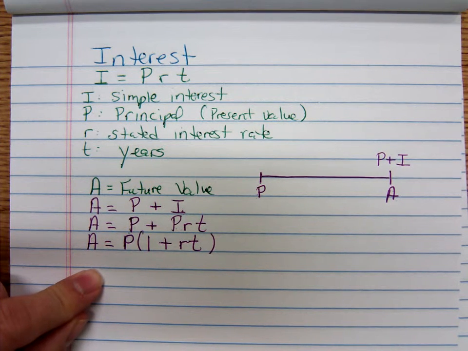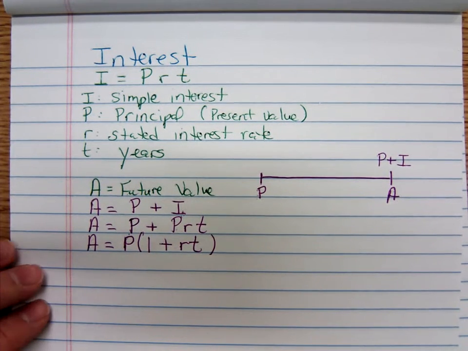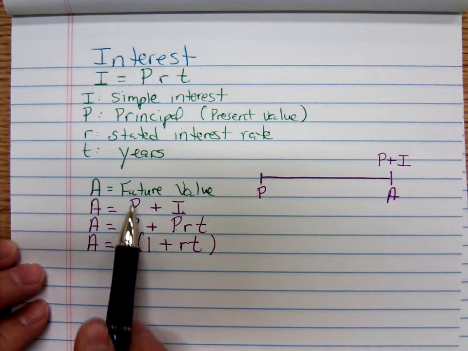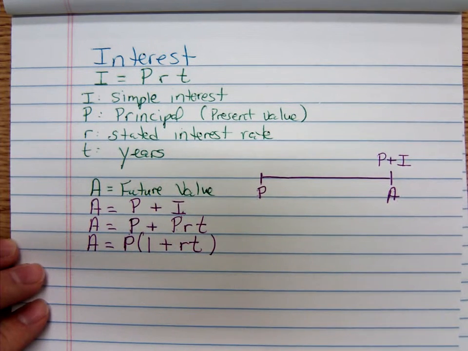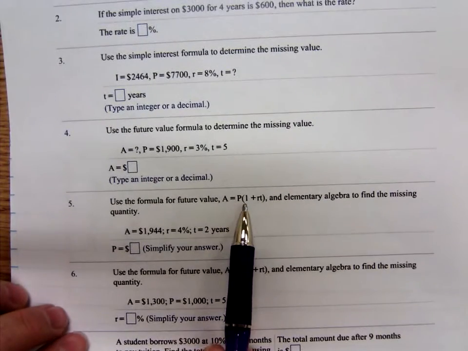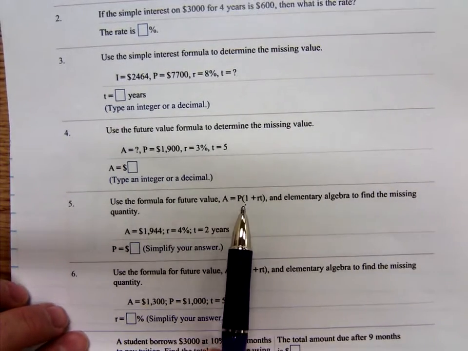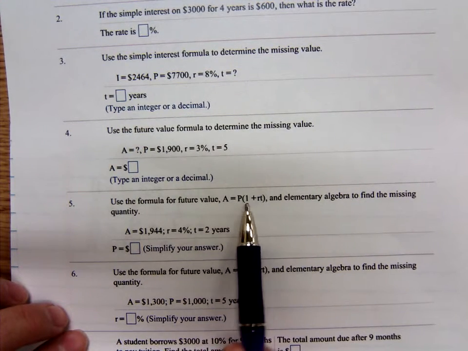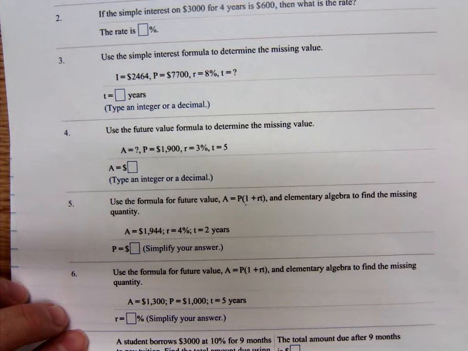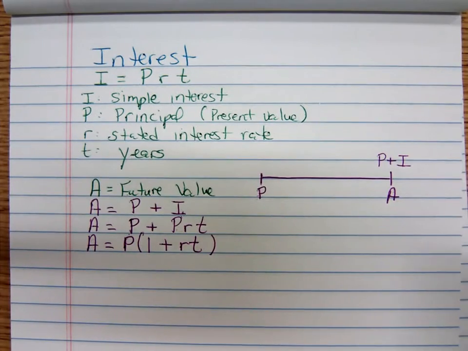so that formula there, here's three ways of writing a formula for calculating the future value. If I'm remembering correctly, like on some of these homework problems here, it tells you, okay, use the formula, and that gives you the A equals P times 1 plus RT formula, okay? But let's go ahead and jump into these problems.